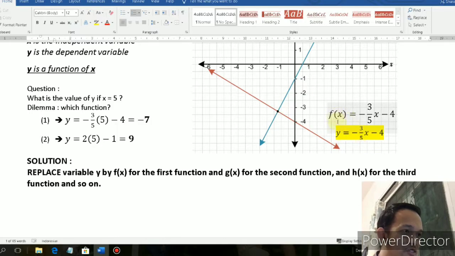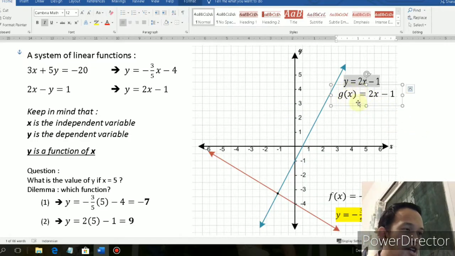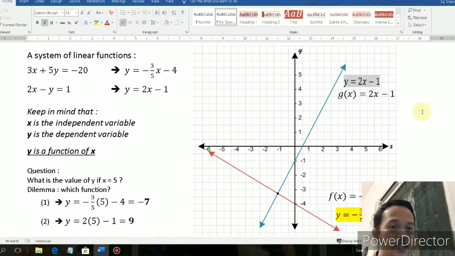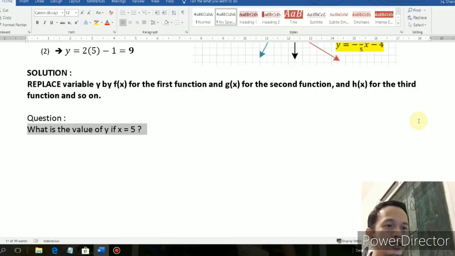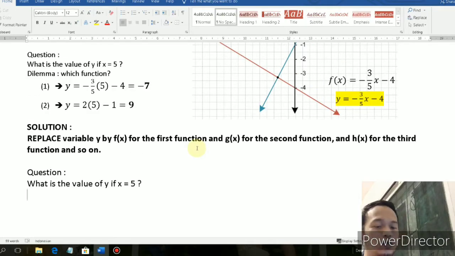See the conversion here. And then let's replace the y of the second function by g of x. So f of x and g of x is just another symbol that replaces y to differentiate which function we are referring to. In the end, let's go back to the question: what is the value of y if x equals 5? We need to stop asking using the variable y, since we are involving two functions here.